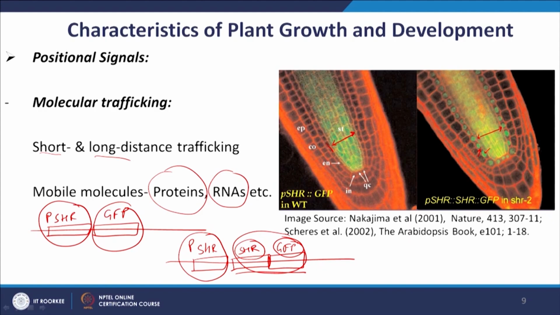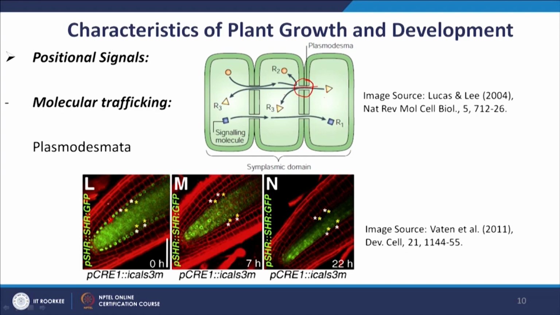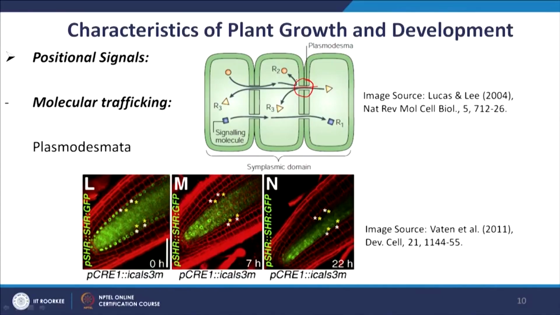And we know that this is happening through a very special structure in plants, which is plasmodesmata. Plasmodesmata are nanopores between two cells, and they provide a path, a symplastic path, through which molecules can move from one cell to another cell. But there are a lot of questions. Is the movement free? No. The movement through the plasmodesmata is highly regulated. Only those molecules which are supposed to move can move through the plasmodesmata.